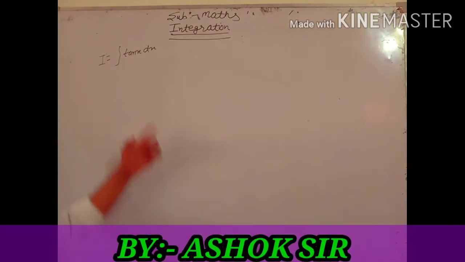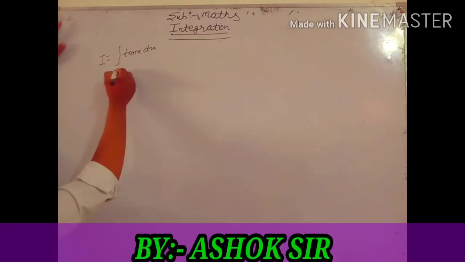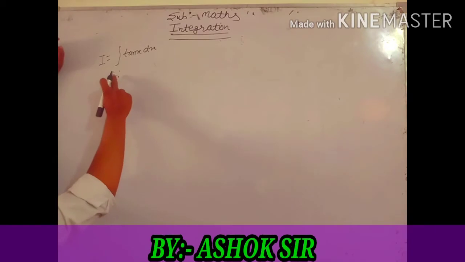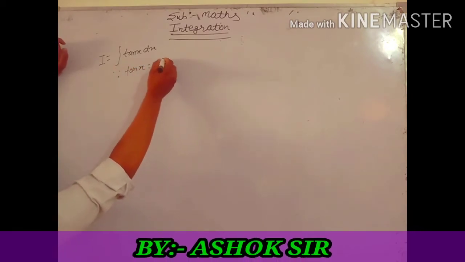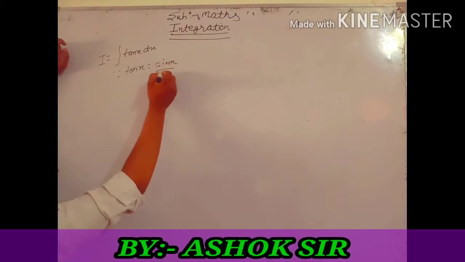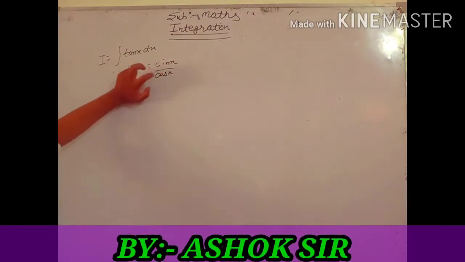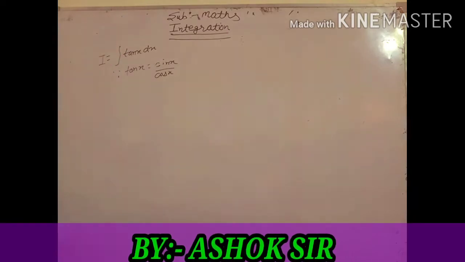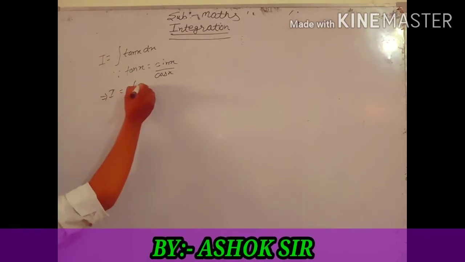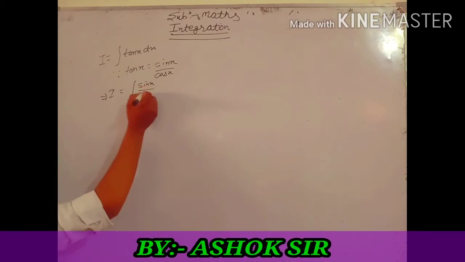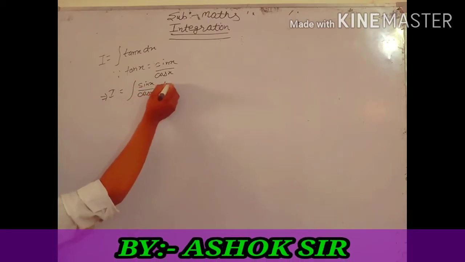We know that tanx is equal to sin x upon cos x. We put the value of tan x in the above equation, so I is equal to integration of sin x upon cos x dx.